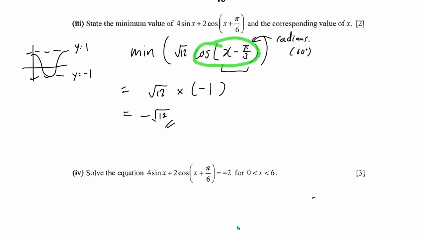The smallest value that this one can be is negative one, right? X is a variable, so you don't need to know what the X value is, you just need to know the end result. This can become negative one. Okay, challenge. What if they ask you for the maximum value instead? Then it's just root 12, root 12 times positive one.